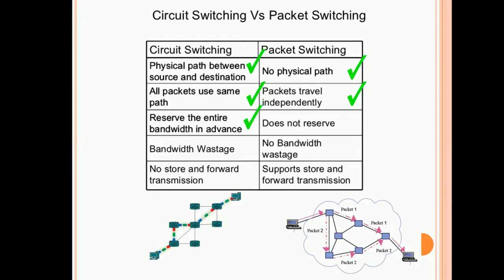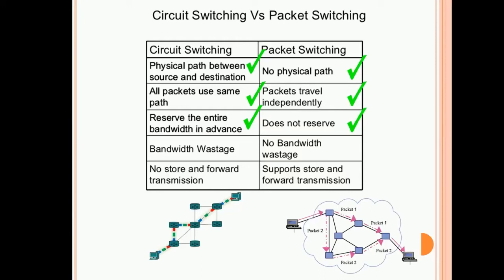Next, it reserves the entire bandwidth in advance. Can you see, in circuit switching there is a path? So that entire bandwidth will be reserved for a particular amount of time until the data has reached from computer A to computer B. Whereas in packet switching, it does not reserve any path. Since all the packets are going in different paths, we are not reserving any particular path.